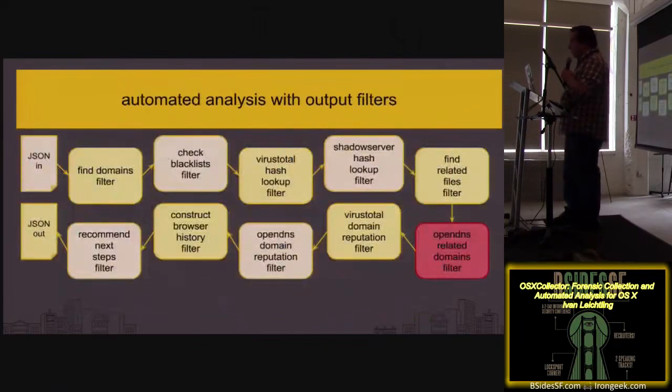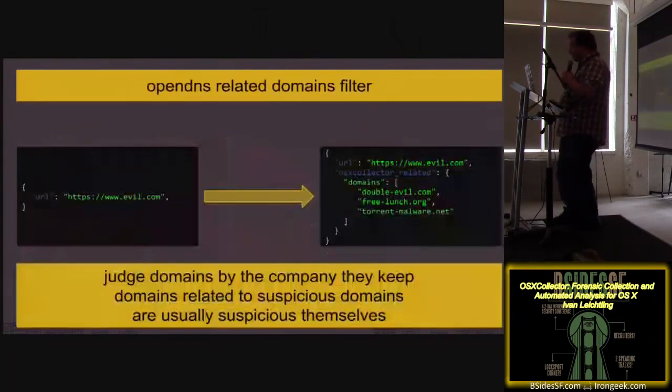So we can do a bunch more with this data, and we want to, because what we've done so far wouldn't tell you that much. One thing we do is use some OpenDNS stuff, because they were really gracious to host us all here, and thank you, OpenDNS. So we ask OpenDNS, what are the domains related to the domains in this output?